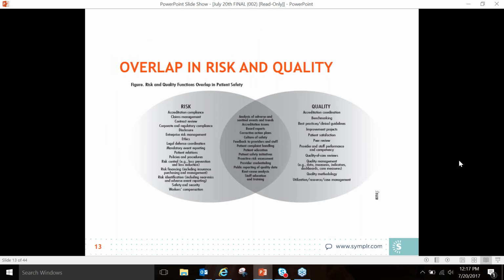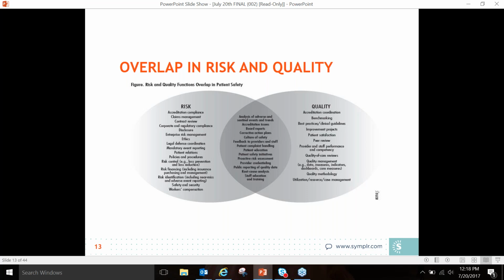There is a huge overlap between risk and quality. So risk and quality functions, they overlap with patient safety. And you can see here that risk on the left-hand side is typically responsible for accreditation compliance, claims management, contract reviews, corporate and regulatory compliance, enterprise risk management if it's a health system, ethics, legal, mandatory event reporting might fall under them, patient relations. It may not be exactly like this in your facility, but this is typical. All the policies and procedures typically originate there or are held there. Risk control, risk financing, and so on. Workman's comp a lot of times is in that area as well for your staff incidents and staff things that happen.